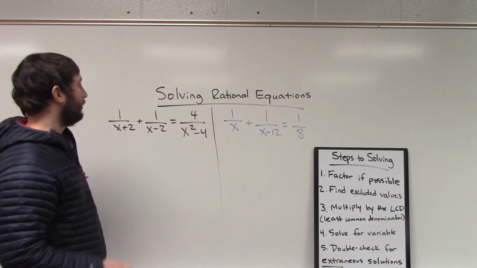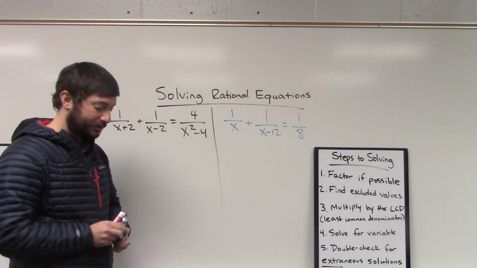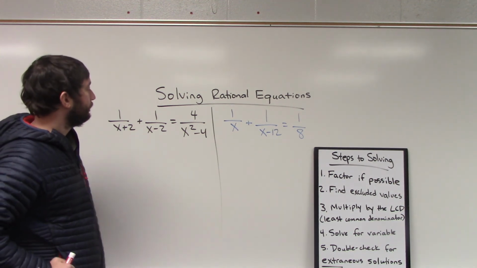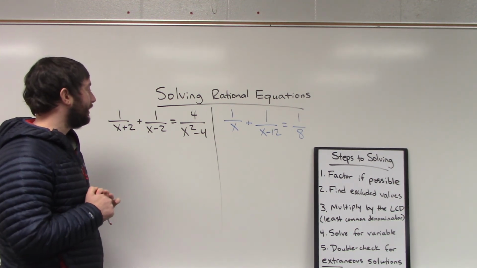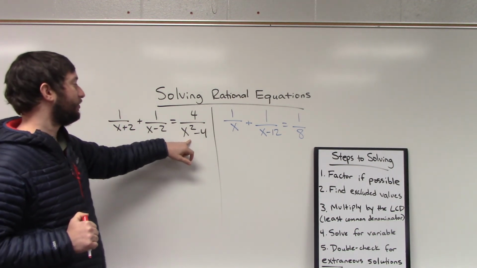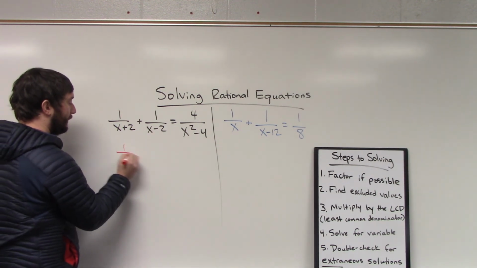So one that I'll take a look at here actually will have an extraneous solution. Okay, so step 1, can I factor anything? Yes. Immediately I can see that I have a difference of perfect squares. Everything else can't be factored, but I'm going to rewrite this problem.